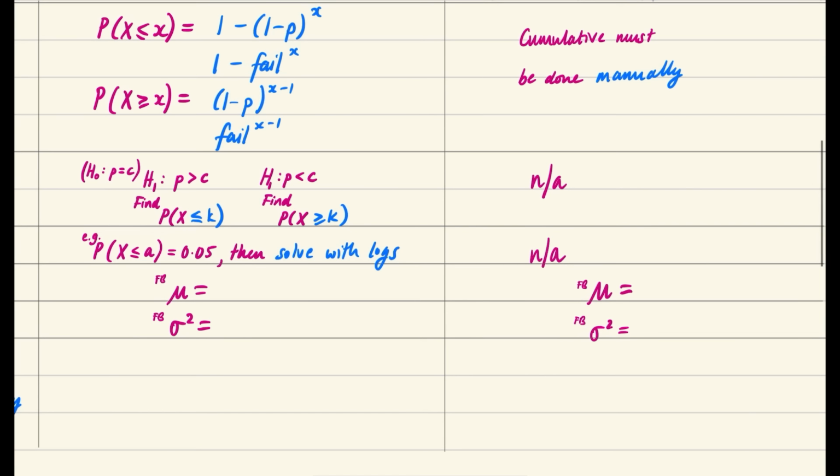I tend to remember these ones: for the geometric, the mean is just 1 over p, and the variance is 1 minus p over p squared. I definitely remember this one. This one I find maybe a little bit harder to remember, so I would double check it with the formula book. But these are super easy to know once you've got the others, because it's the exact same, they just get multiplied by r. So you have r over p, and then 1 minus p multiplied by r, divided by p squared. But it's in the formula book, so I would definitely have that page open for this as well.